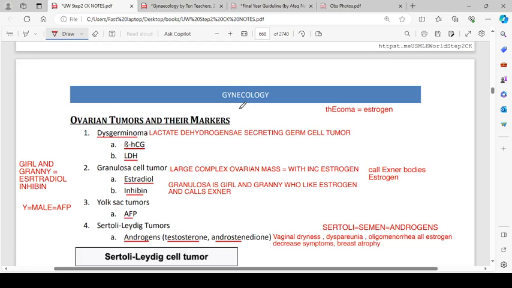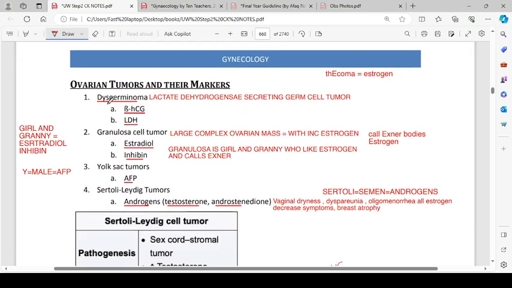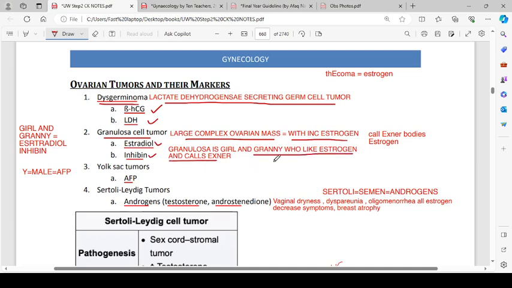Ovarian tumors and markers. For dysgerminoma, a lactate dehydrogenase secreting germ cell tumor, beta hCG and LDH levels will be elevated. Granulosa cell tumor, it is a large complex ovarian mass with increased estrogen. So estradiol and inhibin will be elevated in the granulosa cell tumor. Granulosa is a girl with granny who likes estrogen and calls Exner. So it was a Sketchy mnemonic.